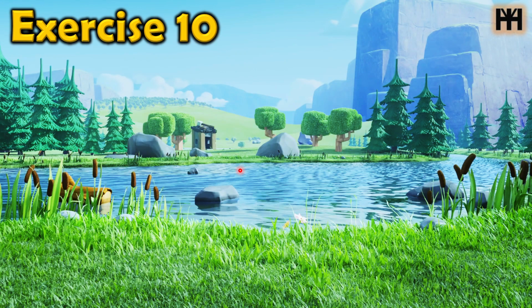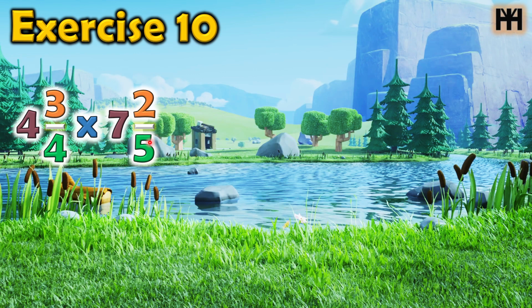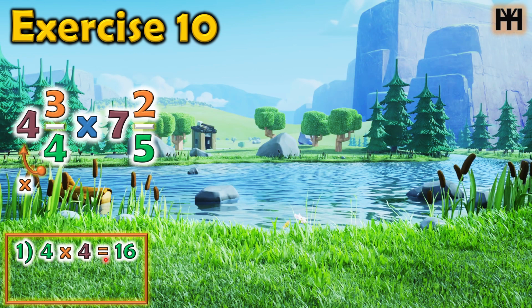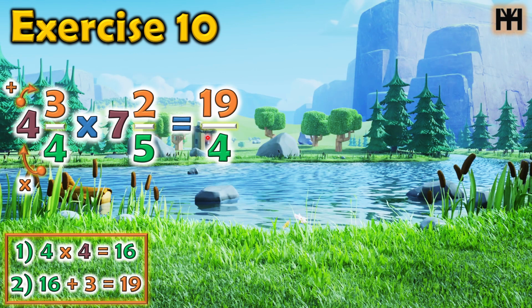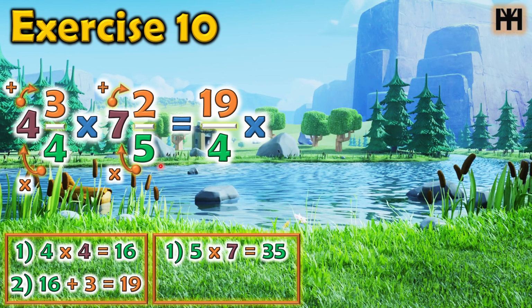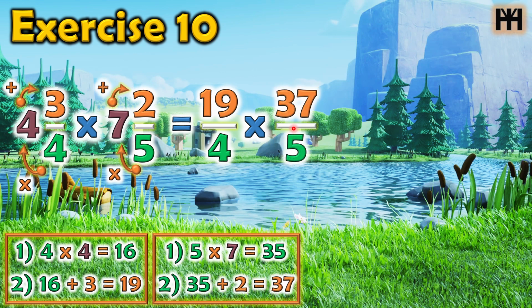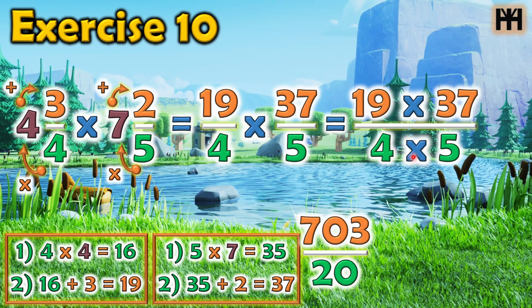Okay, the final exercise here, exercise 10. Let's say we have 4 and 3 over 4, and 7 and 2 over 5. Okay, let's turn this into an improper fraction. So 4 times 4 is 16, plus 3, 19. So it's 19 over 4. Multiply 7 and 2 over 5. So 5 times 7, it's 35, plus 2, it's 37. So it's 37 over 5. So 19 over 4 times 37 over 5. Okay, so here it's 703 over 20.